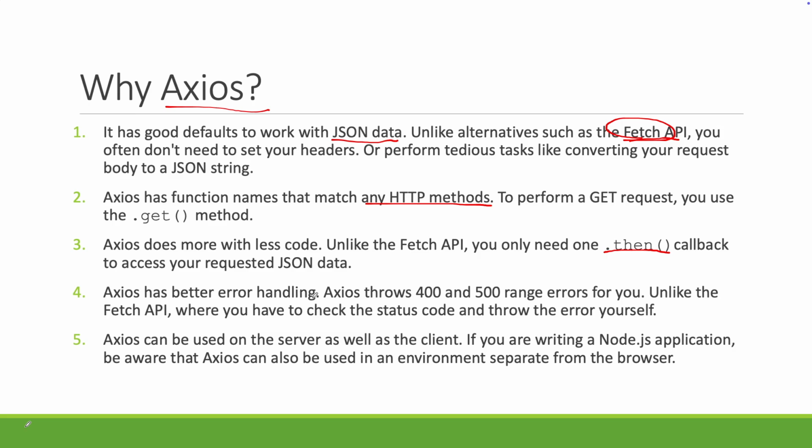Axios has better error handling. For 400 or 500 errors, we can get them in the catch. But with the Fetch API you cannot. We have to check the status code, which is in the .then instead of in the .catch.